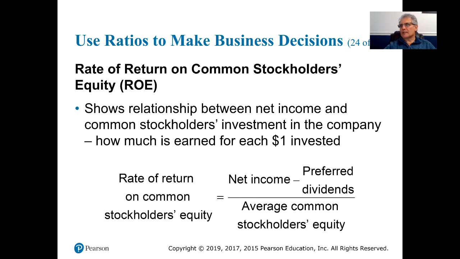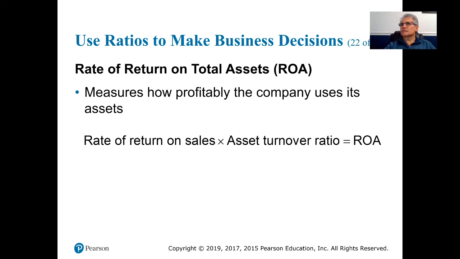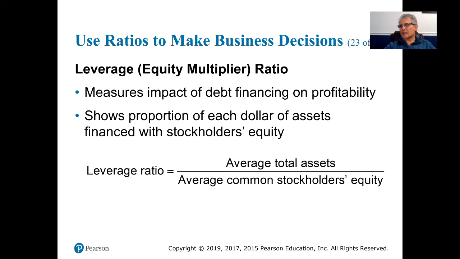We'll move forward back to where we were. So here's the ROA we just computed. Now we're moving to the next slide, slide number 44. And the equity multiplier measures the impact of debt financing on profitability, and it shows the proportion of each dollar of assets financed with stockholders' equity. The way we compute it is we take average total assets, and we divide that by average common stockholders' equity.